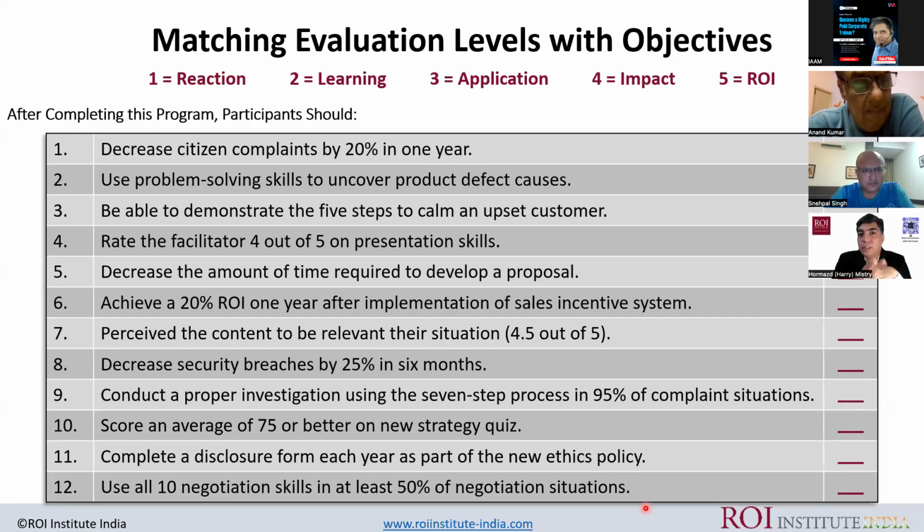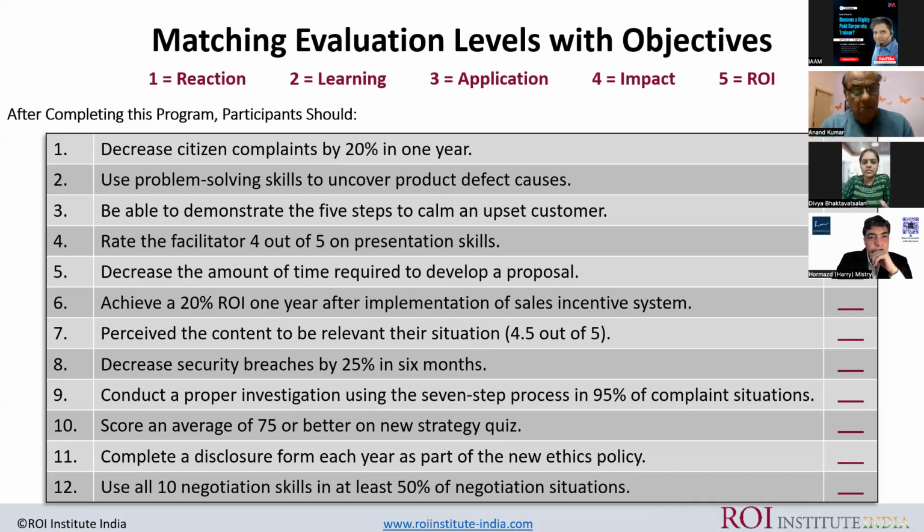These objectives, we talked about writing objectives for each of those levels. These objectives have been written for those levels. I'd like to see if you are able to identify for which level these objectives are written. Shall we post it in the chats? No, just keep it with you. And we will discuss it.